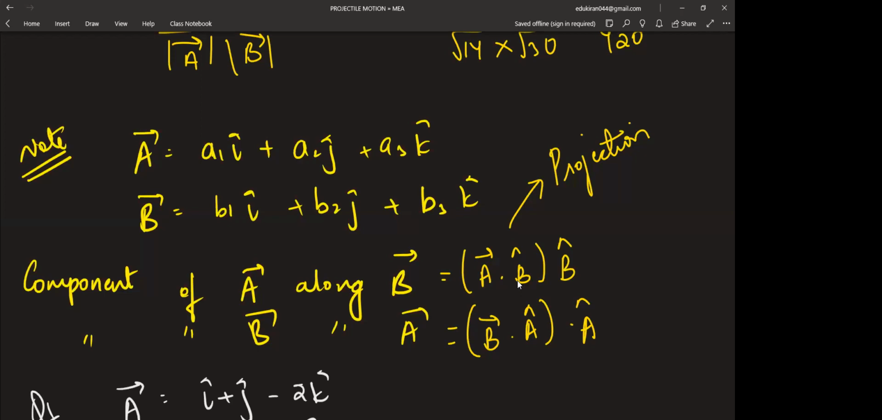So the unit vector will be constructed first, and then that will be multiplied to the normal vector, which will further be multiplied to the unit vector. Like take the vector A, calculate the unit vector of B, make the unit vector of B.